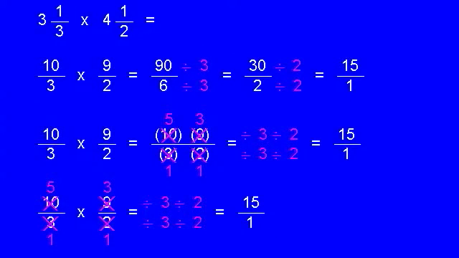Well, finally, the simplest way of reducing it is to do it up front. So as long as you can do them in pairs. So dividing top and bottom by 3 cancels those out, and dividing top and bottom by 2 cancels those out, and then 5 times 3 is 15.